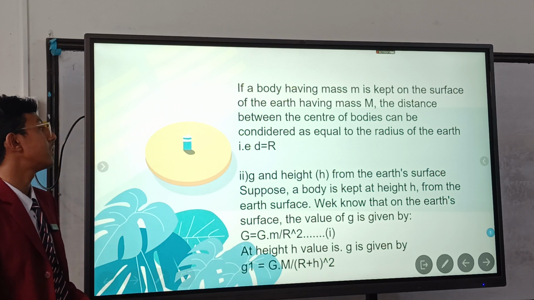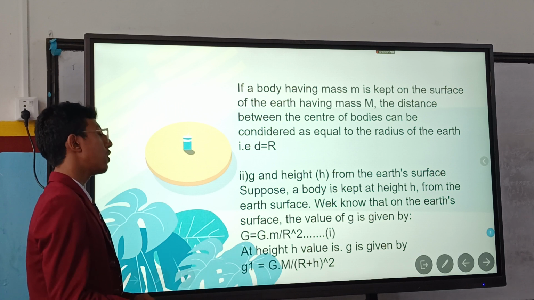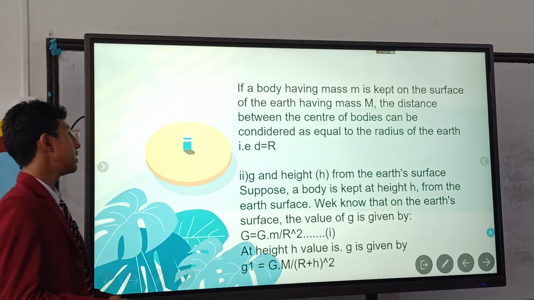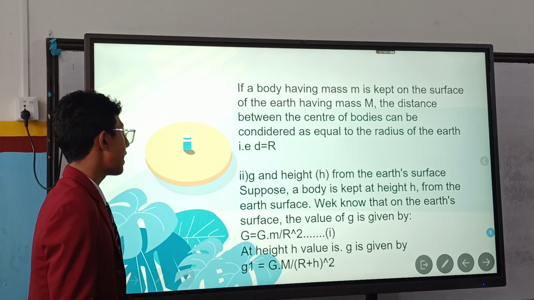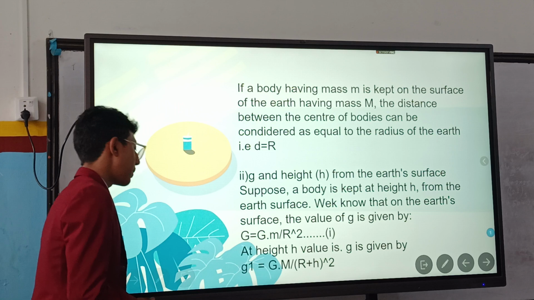Variation of g with height from the earth's surface. Suppose a body is kept at height h from the earth's surface. We know that on the earth's surface the value of g is given by g equals G into M by r square. At height h the value is given by g1 equals G M by (r plus h) whole square.